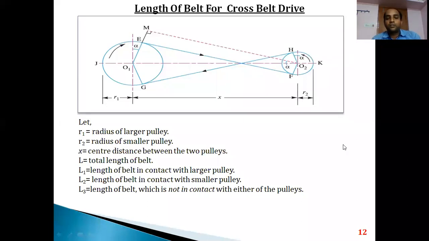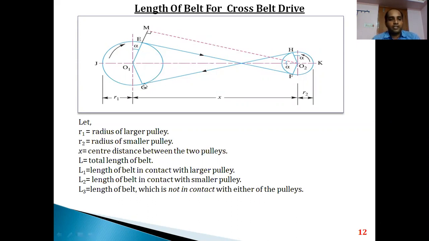Hello students, welcome to the next session regarding discussion on length of belt for cross belt drive. In the previous section, we have already discussed how to calculate the length of belt for an open belt drive. Now we go for cross belt drive.